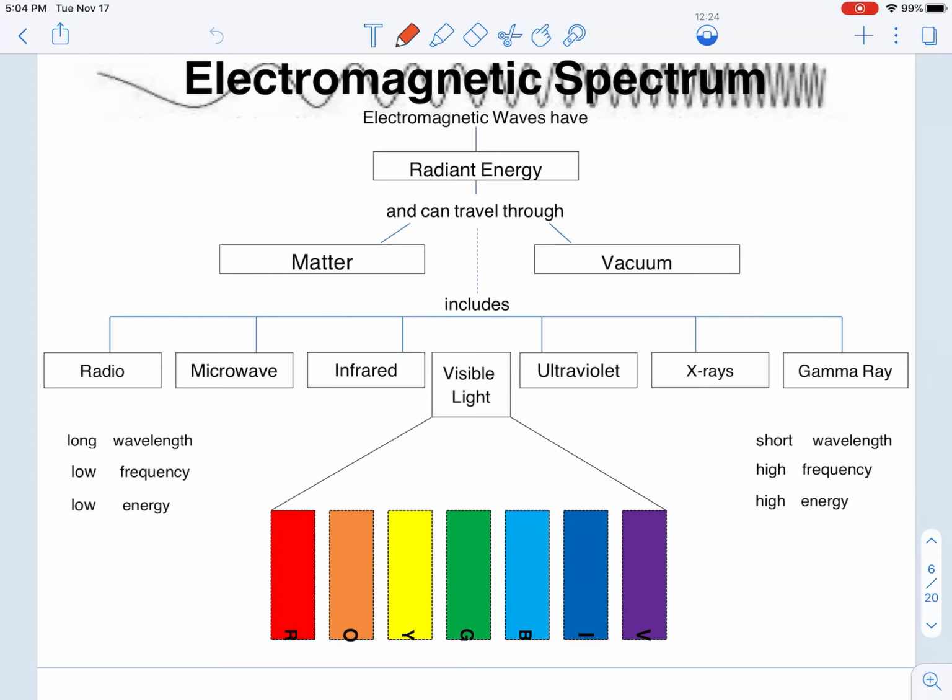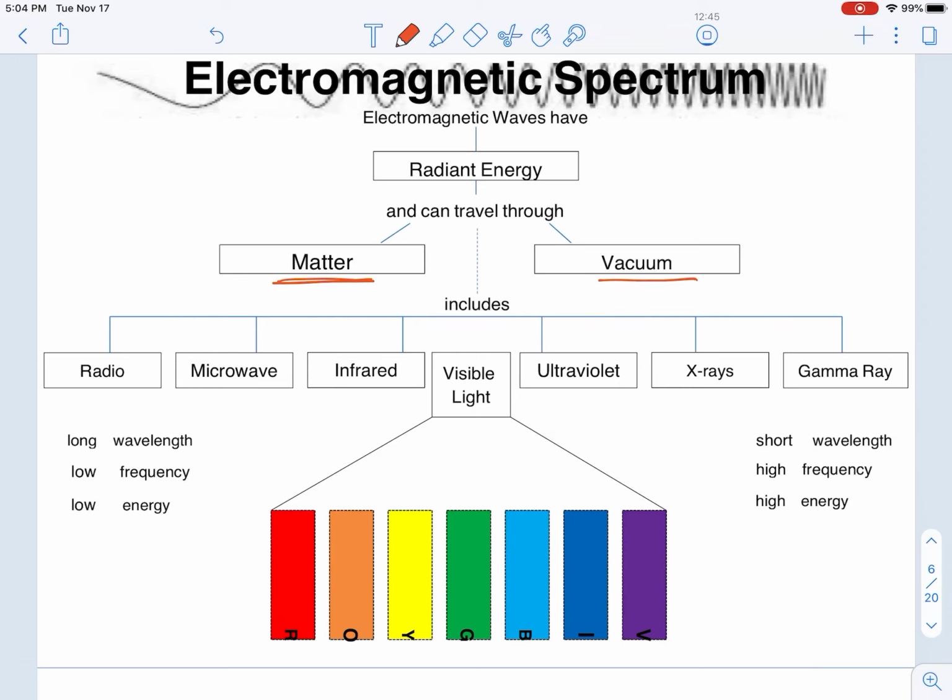All right, so here's another look at the electromagnetic spectrum. What I want you to recognize here, as I stated at the beginning of the lesson, is that electromagnetic waves have the ability to travel through matter, although it does not require matter. It is still capable of traveling in an environment that has matter.